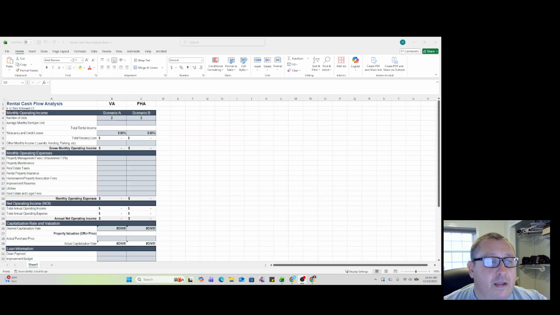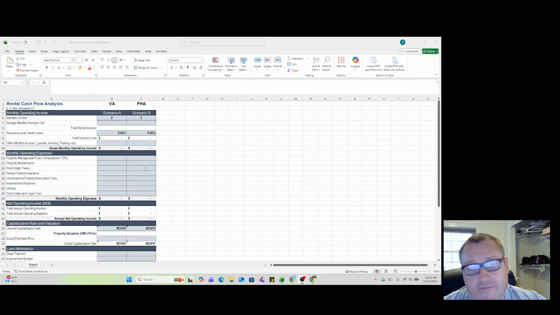Today I'm going to do a quick look at a rental cash flow analysis for one of my new listings, 8-10 3rd Street in Norwich, Connecticut. I'm going to look at it as a house hack. So we're going to look at it using VA and using FHA and see what that looks like.